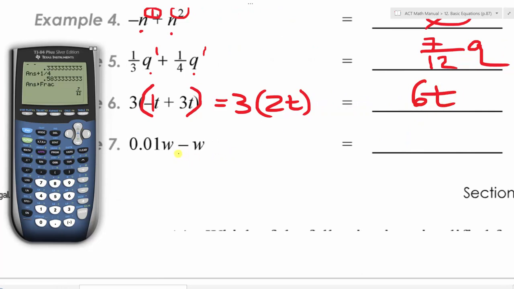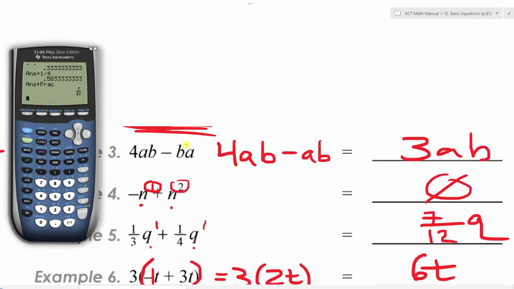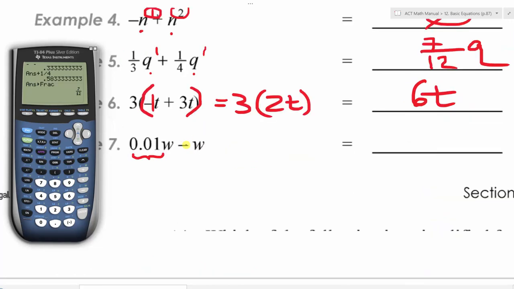Now in example 7, again, this is yet another one that tends to throw students for a loop, mostly because students are just not used to seeing these weird decimal coefficients, but we are not doing anything different than what we did in example 5 or example 3 or example 1. We have like terms. The w's are our bases. The 1's are our exponents. So we do have like terms, same base, same exponent. So all we do is add, or in this case subtract, the coefficients.